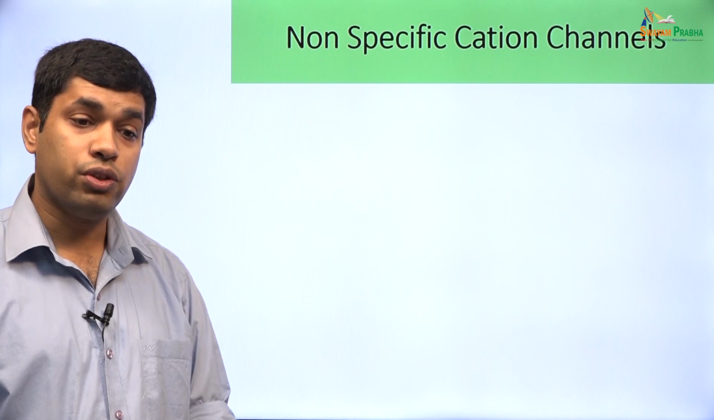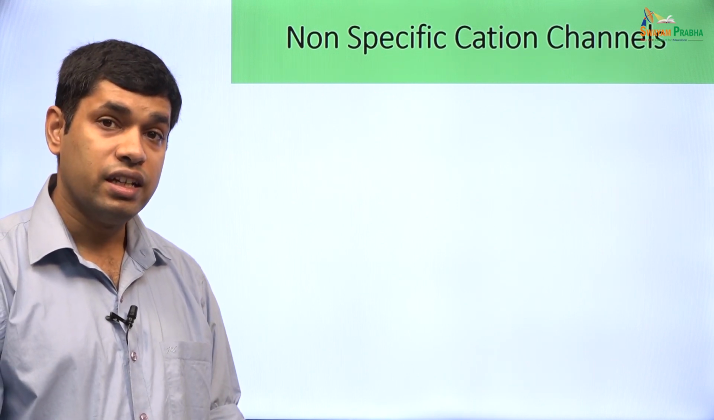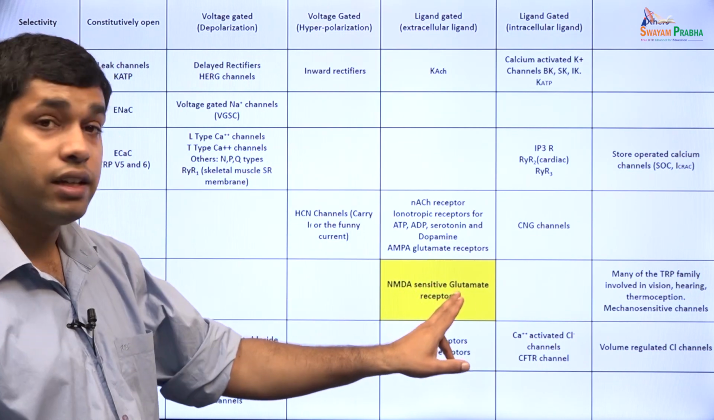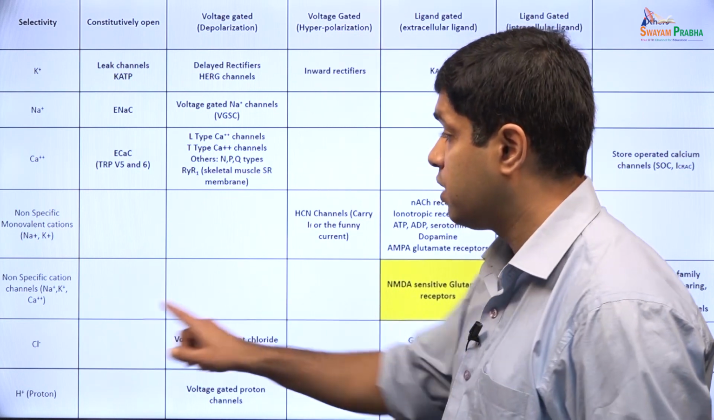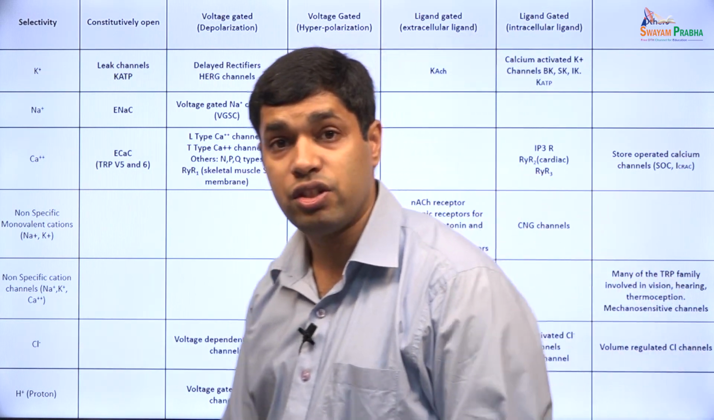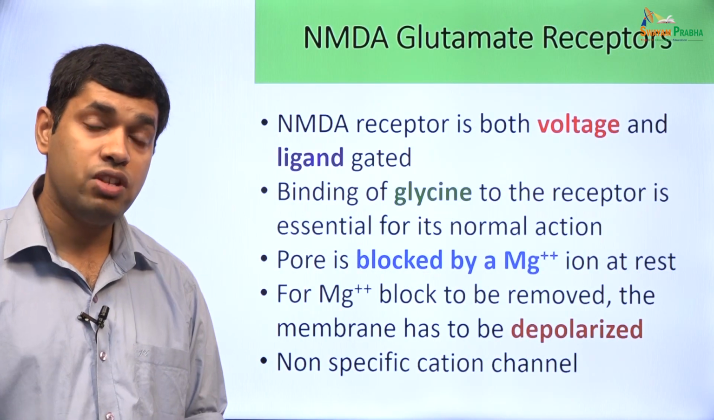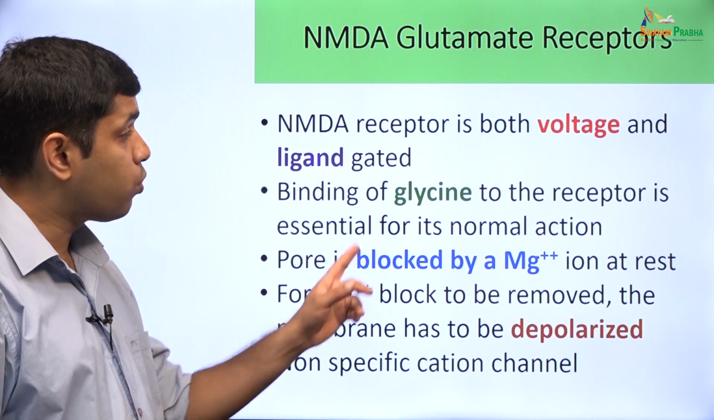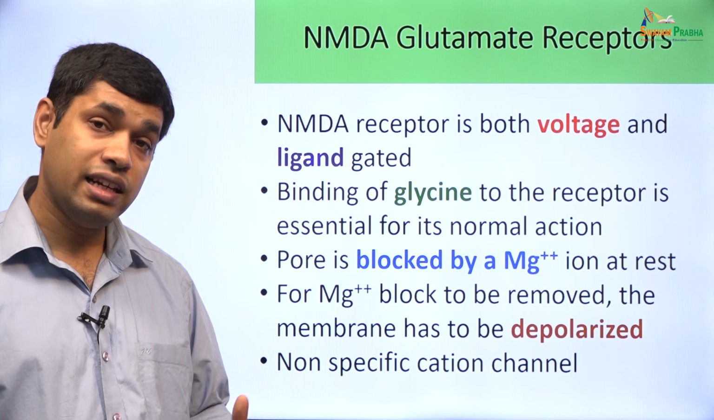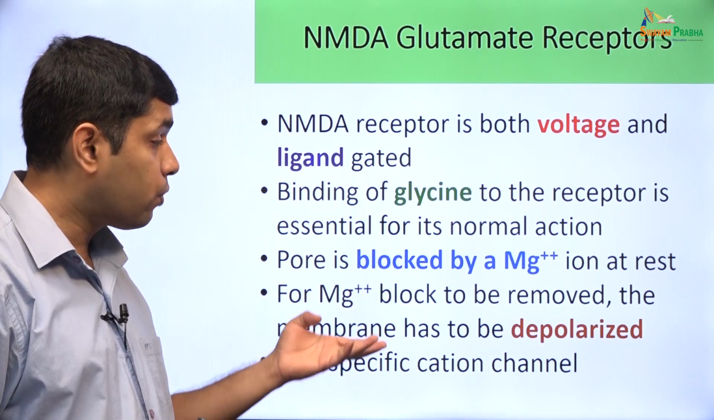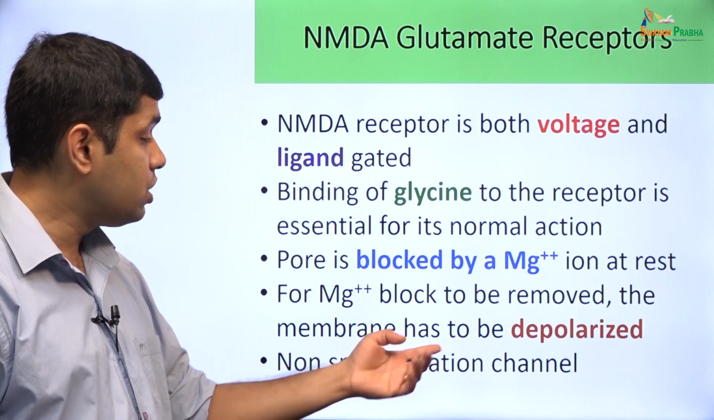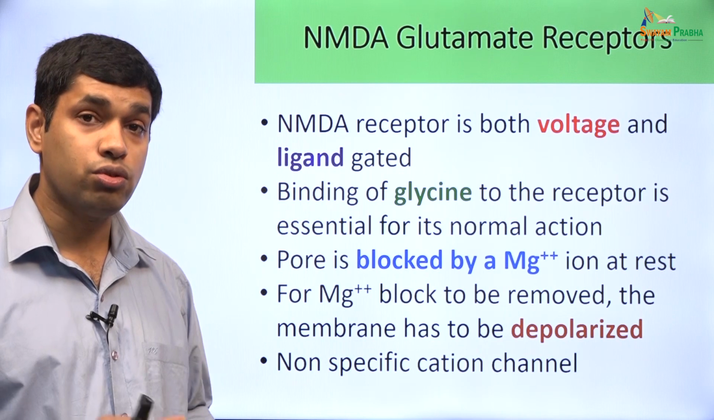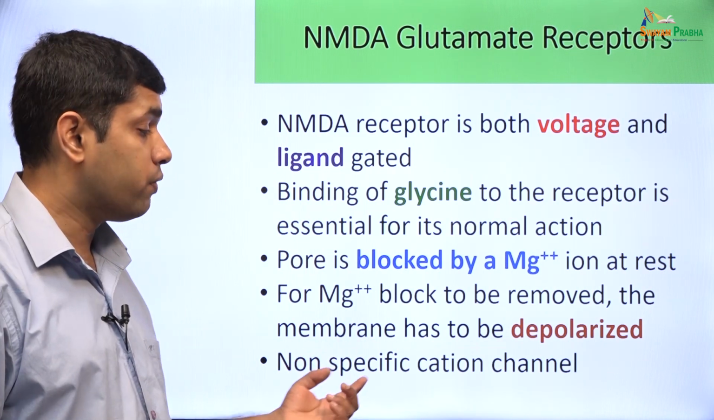Now, this would be a good time to talk about the non-specific cation channels, and the first one that we will discuss is the NMDA receptor. So what do we know about the NMDA receptor? We know that it is ligand gated. The ligand is glutamate, and we know that it is a non-specific cation channel. It permits sodium, potassium, and calcium entry into the cell. Now, the interesting thing about the NMDA glutamate receptors is that they are both voltage gated as well as ligand gated, and they also require glycine binding for normal action. Interestingly, this channel is blocked by magnesium, and for this magnesium to be displaced, we need to have an initial depolarization of the membrane. So this is the NMDA glutamate receptor, where glutamate is an excitatory neurotransmitter. We're talking about this as an example of a non-specific cation channel.